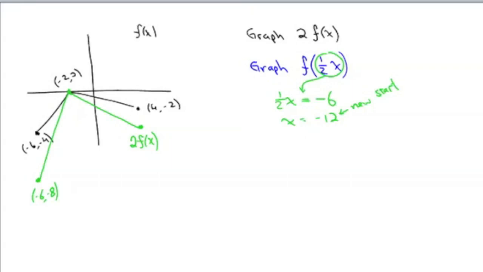And where are we going to stop? Well, that would be half of the end of our domain, which is half of 4. Half of x is equal to 4. So x is equal to 8. So it takes a domain and it stretches it twice the distance along the x-axis. You're thinking, oh, it's a half, so it's going to shrink it. No. But that half actually expands it.